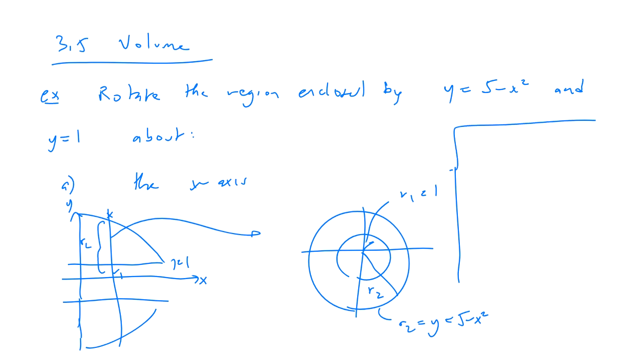Sorry about the mess. We now need the area. So obviously the area of a circle is pi r squared. So we're going to do the area of the big circle minus the area of the small circle.